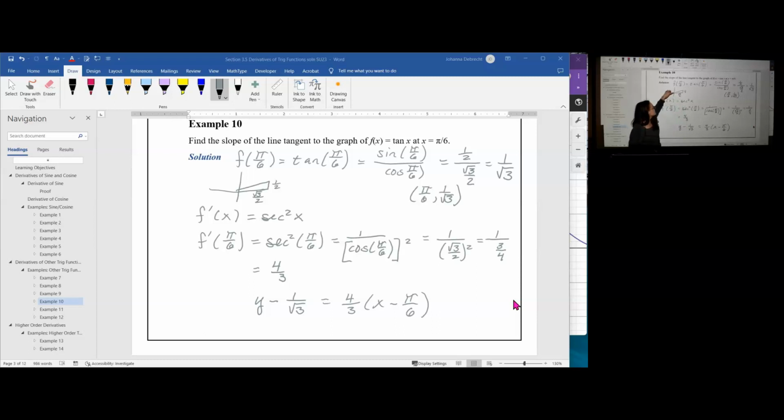Remember, pi over 6 is a low, long triangle in quadrant 1. It's got to be the 30, 60, 90. So the short side is a half, and the long side is square root of 3 over 2. When I say sine, you think y. When I say cosine, you think x. That means the sine of pi over 6 is 1/2, and the cosine is root 3 divided by 2.